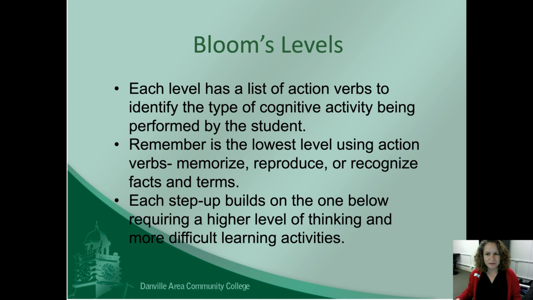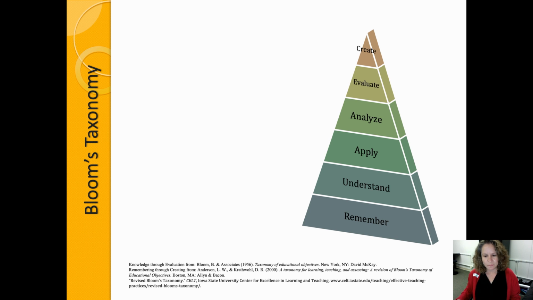Remember is the lowest level of the Bloom's cognitive levels. The action verbs that go with remember are memorize, reproduce, or recognize facts and terms. And then each step up builds on the one below, requiring a higher level of thinking and more difficult learning activities. Here's a graphic of the Bloom's levels. It moves from the lower to the higher order of learning as you go up the pyramid.